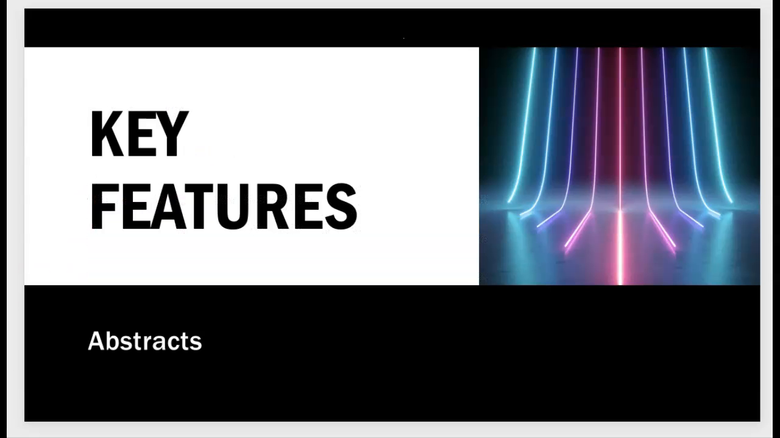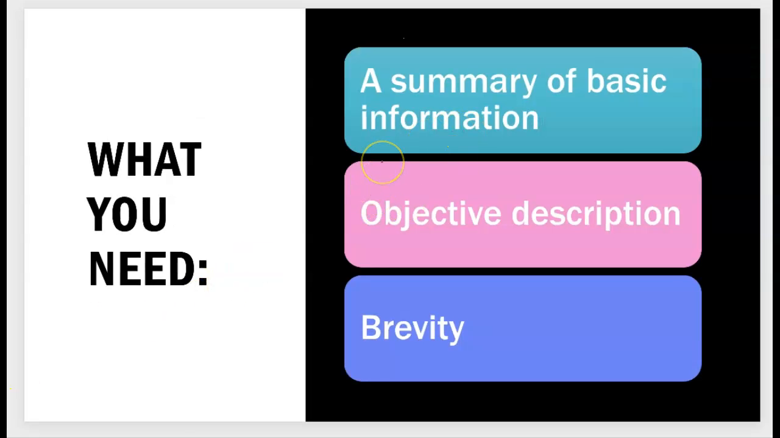So what do I need? What are my key features of writing this abstract? And the information that I'm going to give you is the same no matter what kind of abstract you're writing, but I'm specifically going to be talking about descriptive. So what do you need? Basically, the first thing you need is a summary of basic information. Let the reader know kind of what your paper is about. Present information on the contents of your paper.